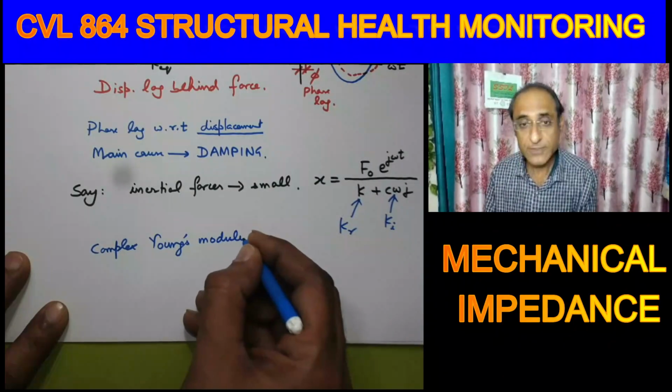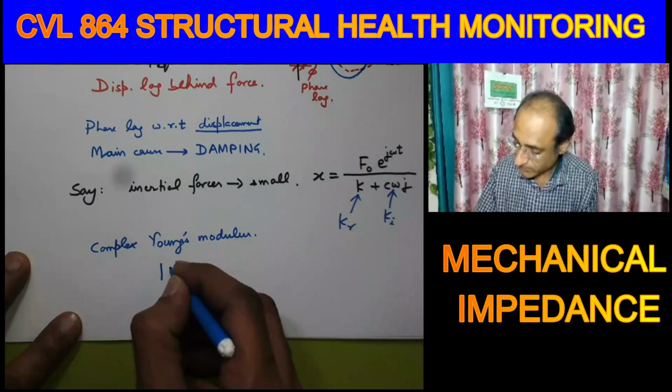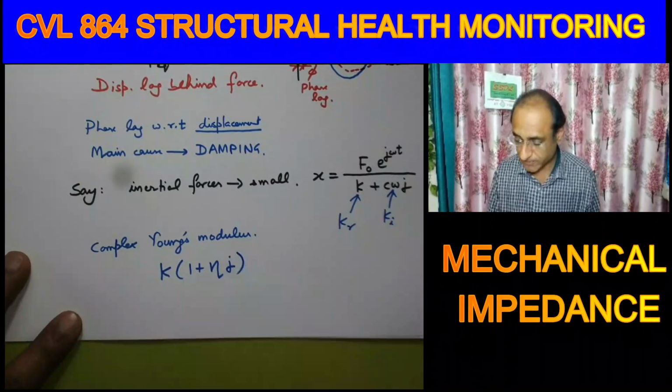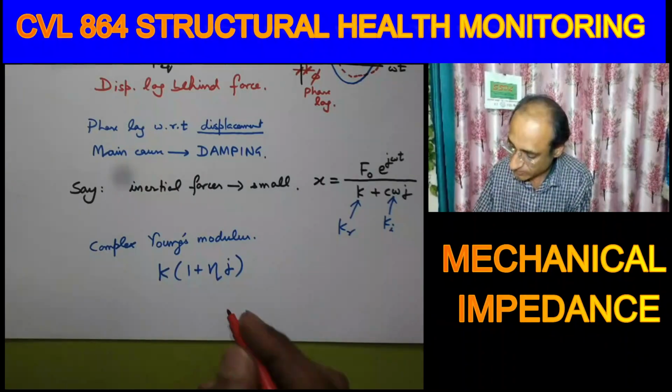So we can denote Young's modulus like this: K(1 + ηj). This is a representation of damping, and we call η the mechanical loss factor.